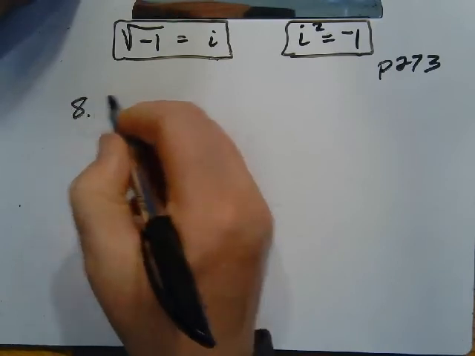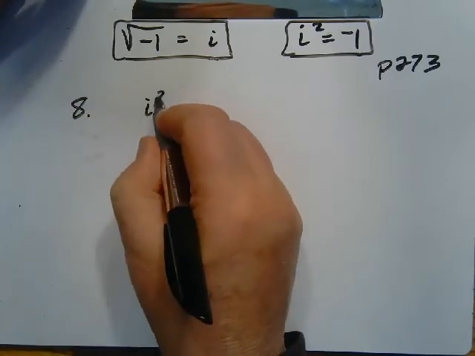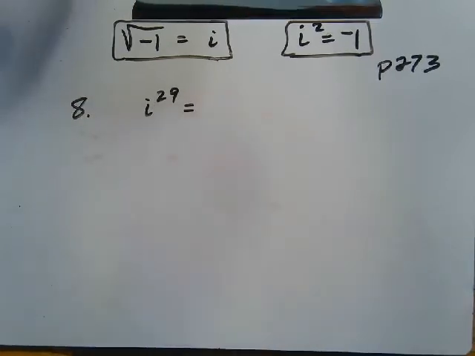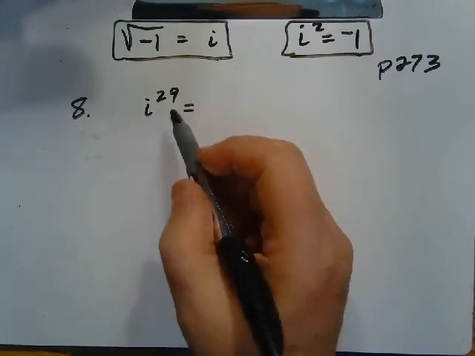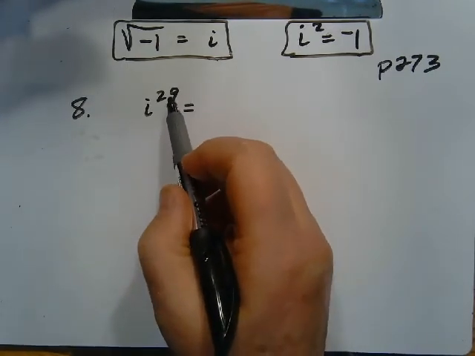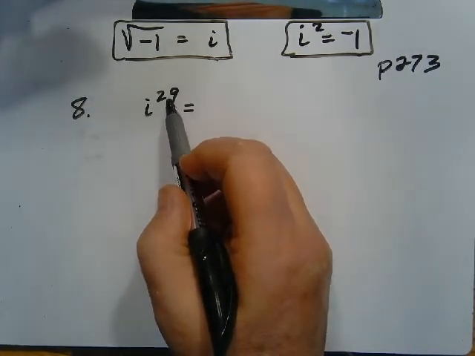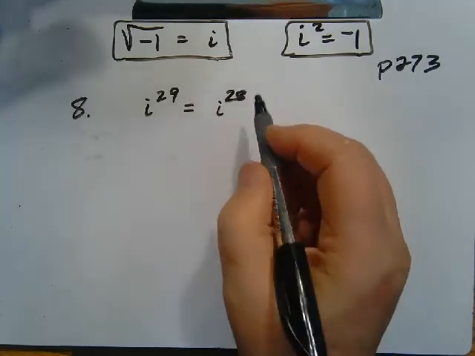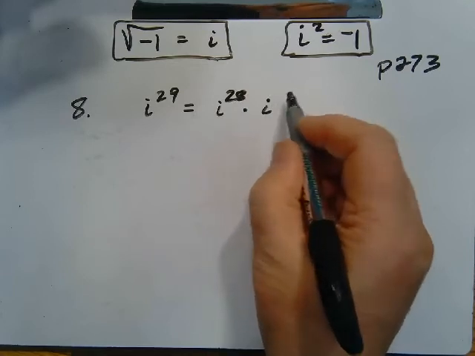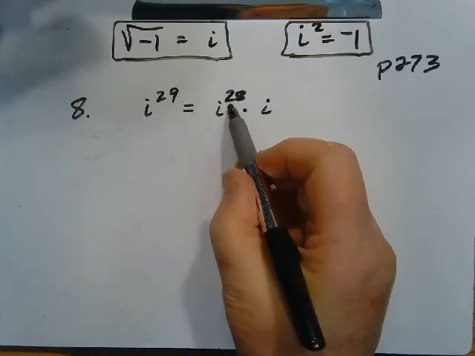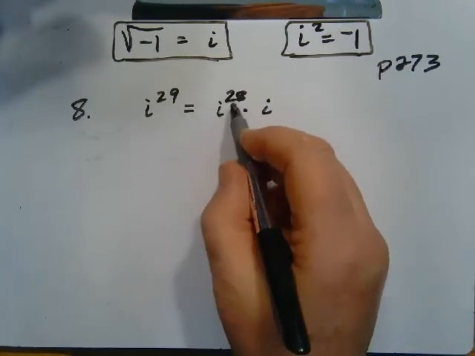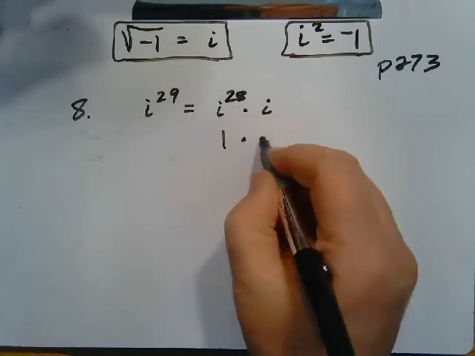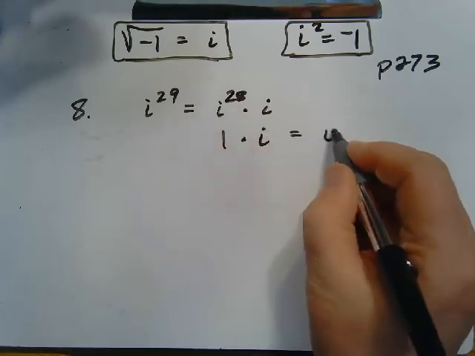So I'm going to move on to number 8 here. It asks for i to the 29th. Okay, now, if you remember that every fourth power turns into 1. So I'm looking for a multiple of 4 just less than or equal to this. Well, it turns out that would be i to the 28th. That's a multiple of 4 times i to the first. 28 plus 1 is 29. Well, i to the 28th is just 1 times i, so this is just i.